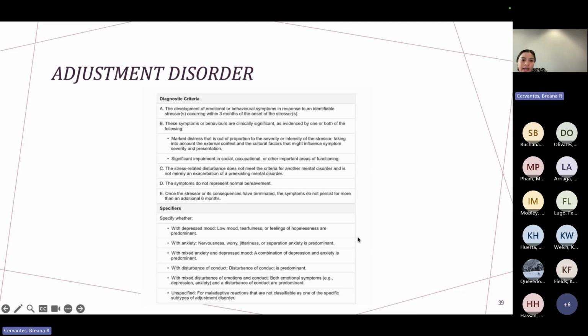Okay, and then the last slide. So remember I said I wasn't going to talk about acute stress disorder. I would lightly touch on adjustment disorder. So here's the diagnostic criteria. Just look at criterion A: development of emotional and behavioral symptoms in response to an identifiable stressor occurring within 3 months of the onset of the stressor.